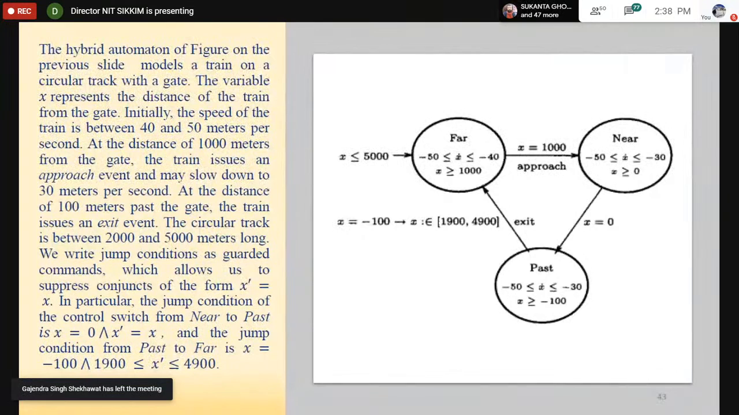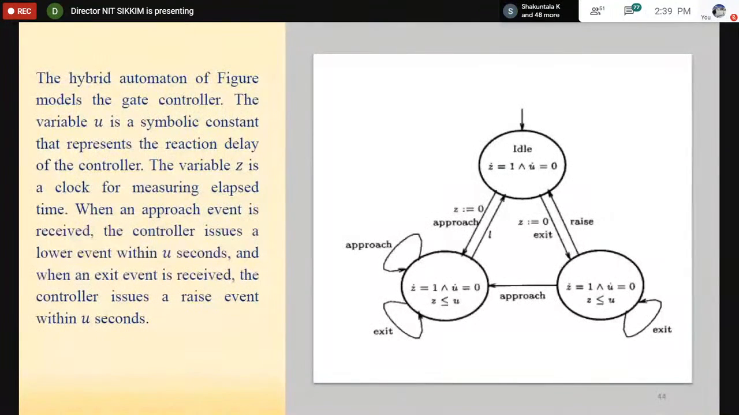When the train is coming from far and then reaching the gate, and then it crosses the gate. Now this is another expansion of the earlier diagram showing how the controller is going to behave. The controller can be in idle state, and depending upon the command issued to the controller, it can control a gate. It can raise the gate, it can lower the gate, and depending upon the conditions, you have to draw this FSA.